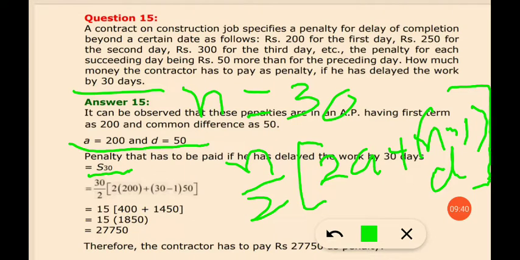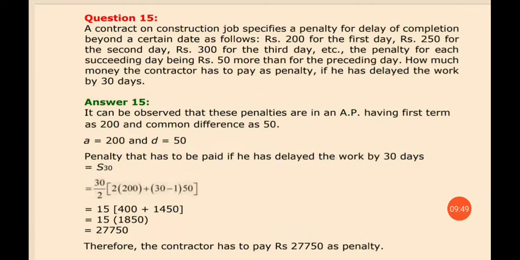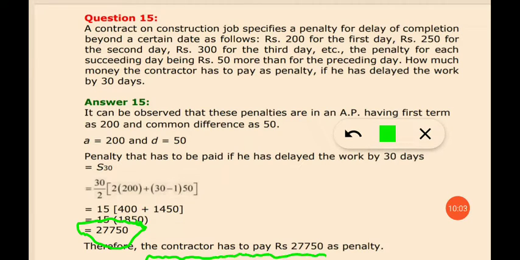Got it? We will substitute all the things, the value of n, the value of a, and the value of d, and after substituting we will get the solution as 27,750. And since this question is a statement question, we will write the answer also in the form of a statement, like the contractor has to pay 27,750 rupees as a penalty. Got it?